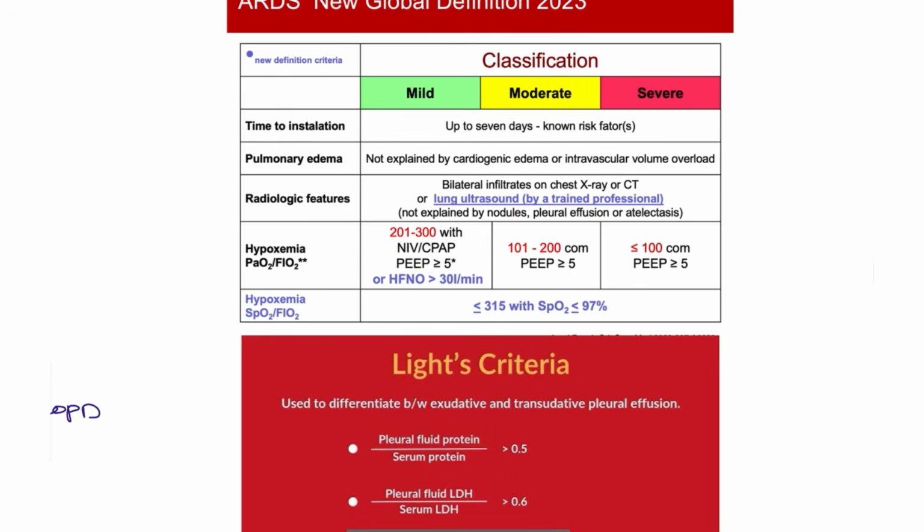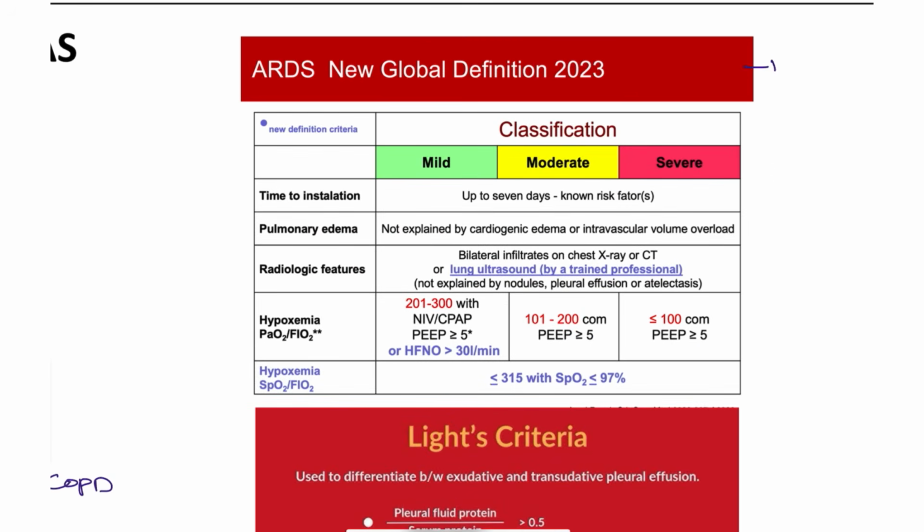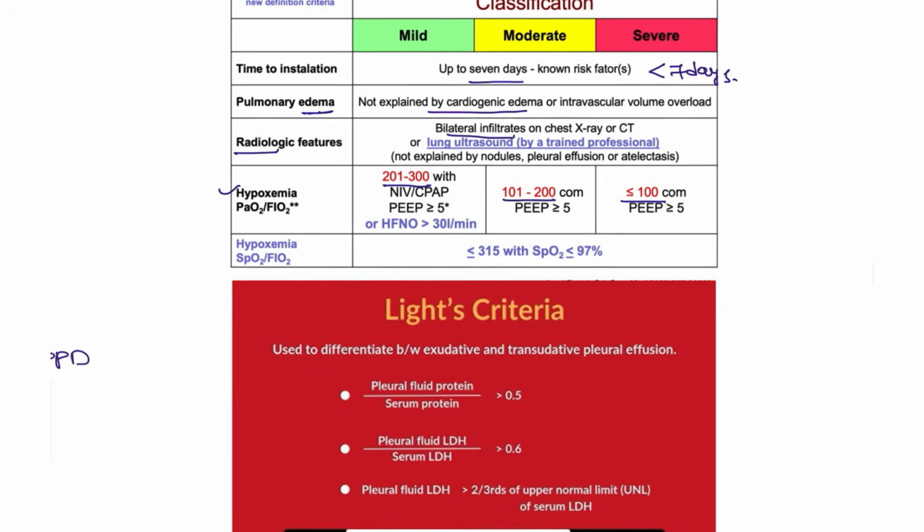Next, Berlin's criteria. Berlin's criteria is done for patients with ARDS. In Berlin's criteria, the prior presentation has to be less than 7 days only, and the pulmonary edema is non-cardiogenic, it should not be from a cardiogenic cause, and the radiological features you are going to see are bilateral infiltrates. Hypoxia: mild is 200 to 300, moderate is 100 to 200, and severe is less than 100. That is how FiO2 has to be noted.